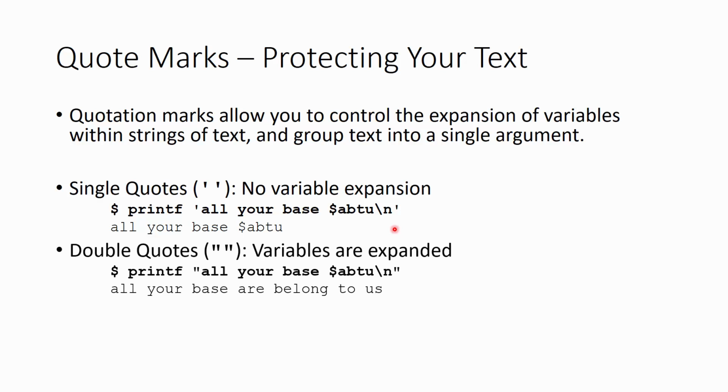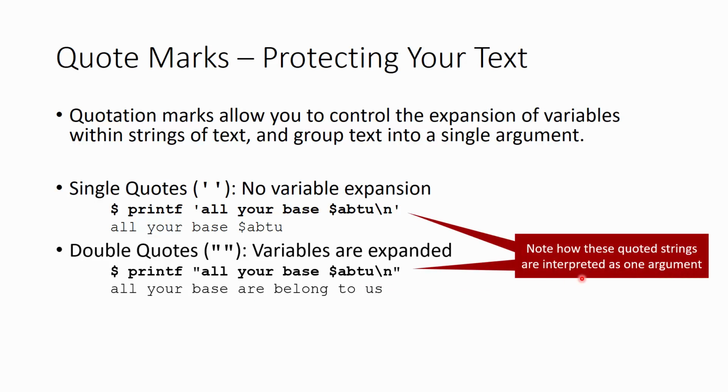From the double quotes perspective, what it does is it allows the variables to be expanded. So if I have a bunch of text in a string encapsulated by double quotes, not only is that represented as a single argument, but also any $ variables that are inside it get expanded. So here, ABTU is expanded into "R belong to us", a string of text that must have been assigned to ABTU previously. So we can see how those quoted strings are interpreted as one argument, which is critical for printf.